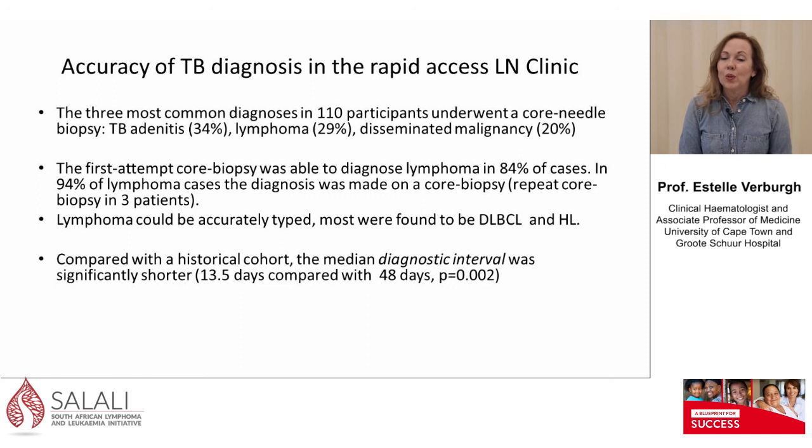So compared with the historical cohort, the median diagnostic interval was significantly improved. We could get a diagnosis in 13 days compared to 48 days in our early work. And that is a huge, huge benefit for a patient if they can be diagnosed a whole month earlier. And the long waiting with FNAs that are done and redone and not leading to diagnosis can be cut out of the diagnostic pathway. So this is a very accurate and effective and doable pathway for peripheral lymphadenopathy in the periphery, in primary health clinics, in secondary hospitals, and also in other hospitals that offer definitive care. This is a very fast and accurate way of diagnosing what the cause of an enlarged lymph node is.